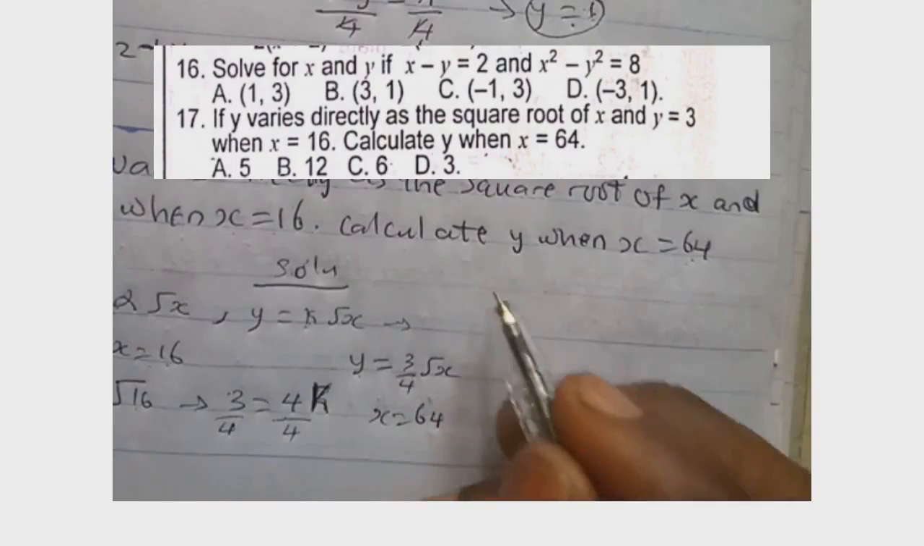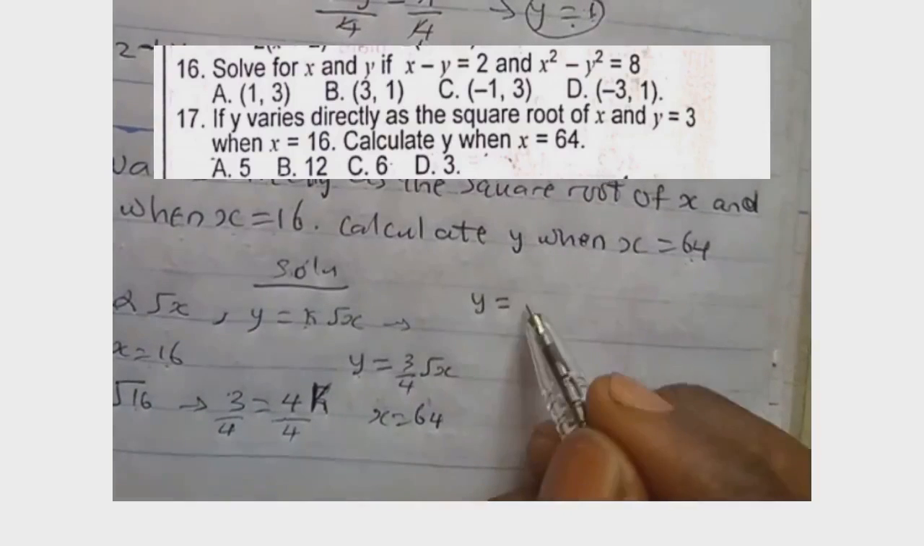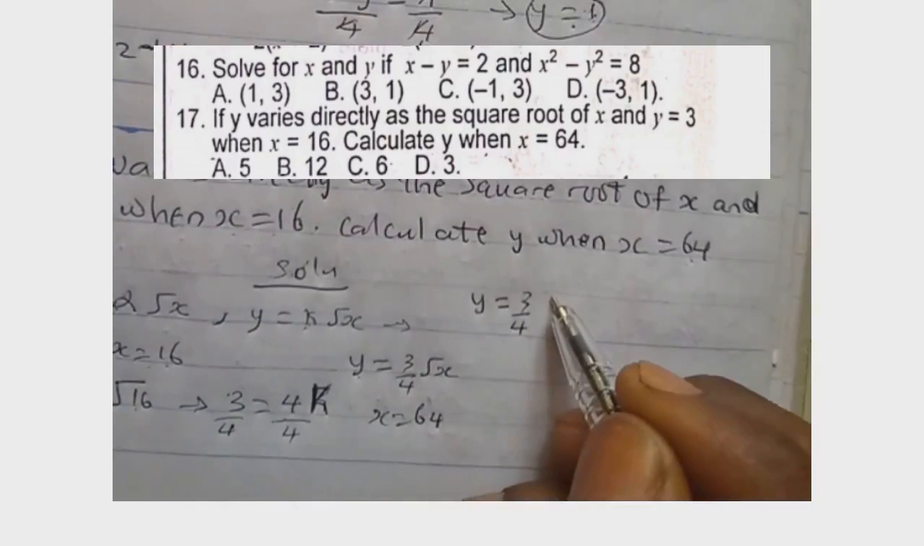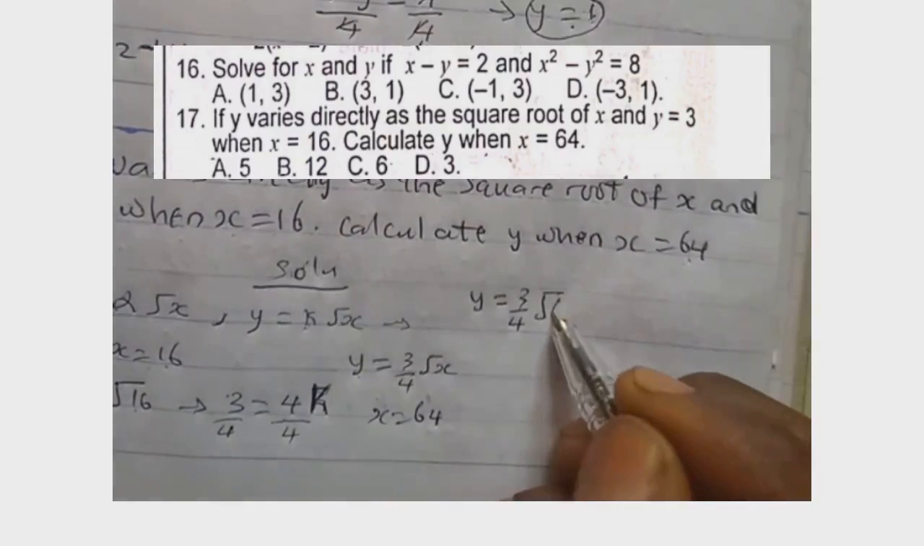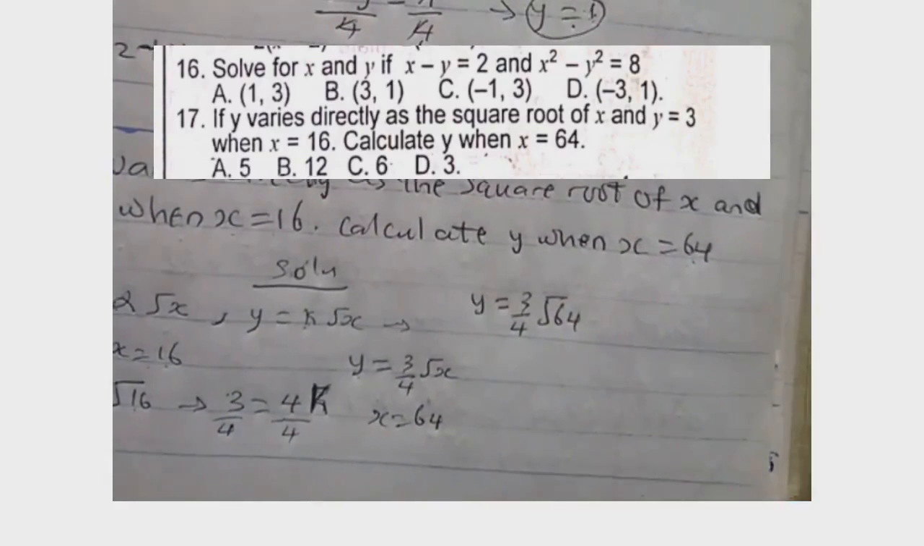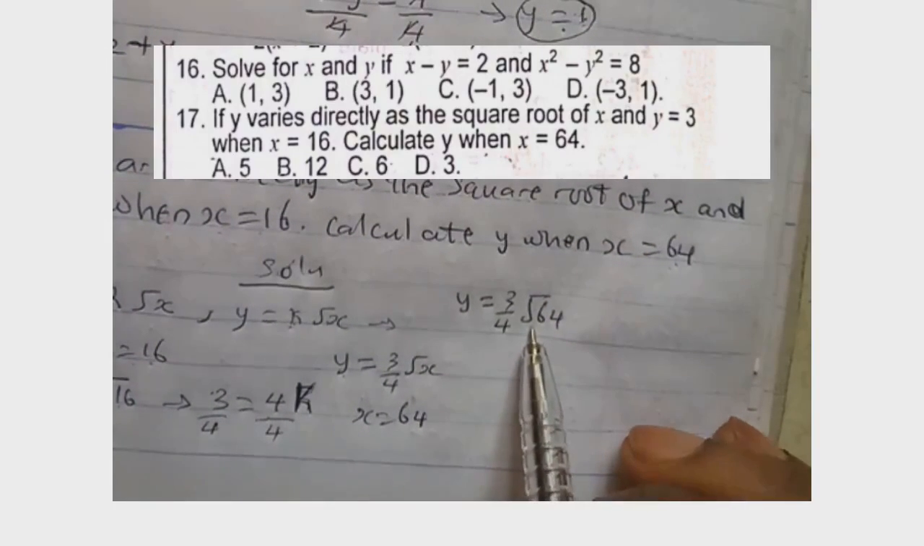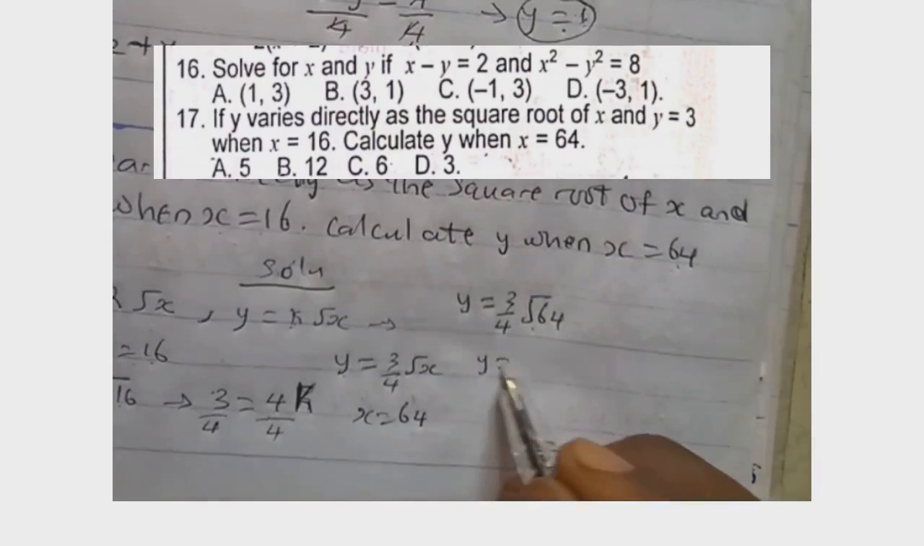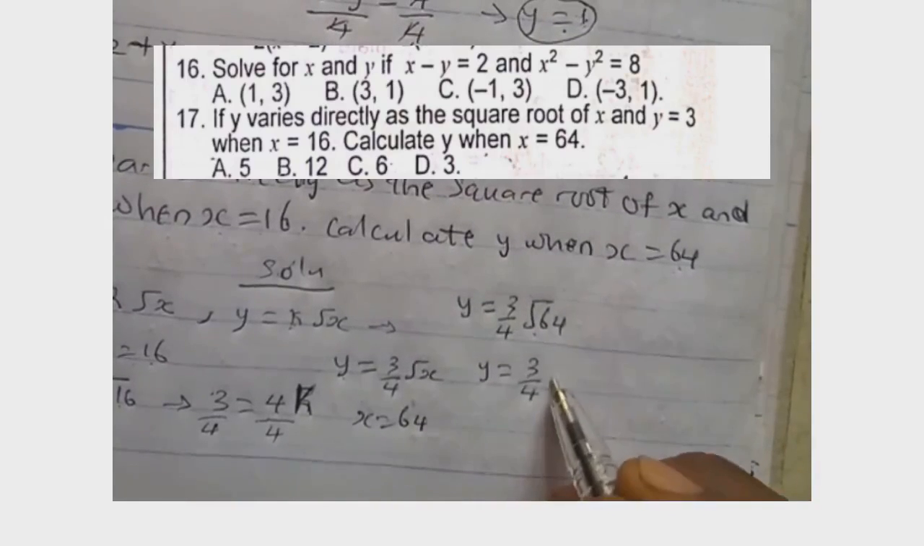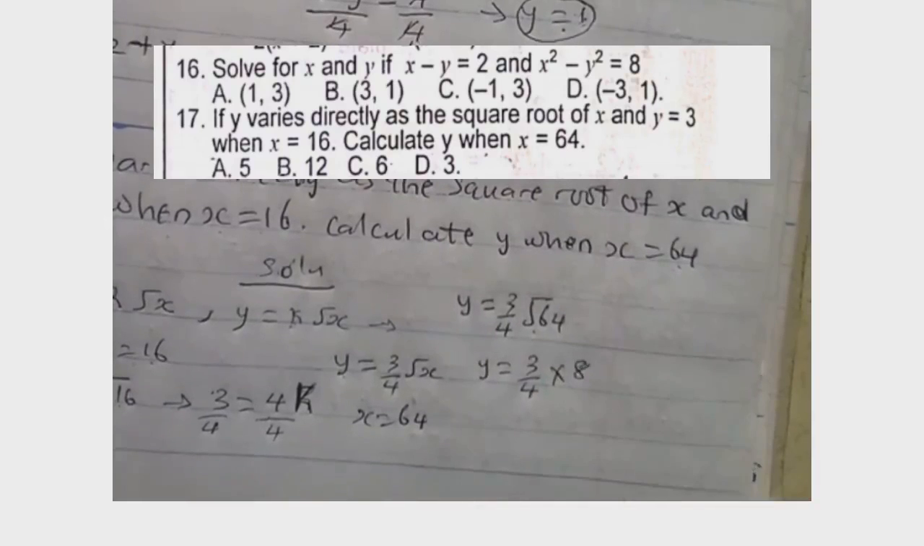So now we have y is equal to 3 over 4 square root of 64. In this place, the square root of 64 is 8. Here our y now becomes 3 over 4 multiplied by 8, because the square root of 64 is 8. So what is common to both sides?